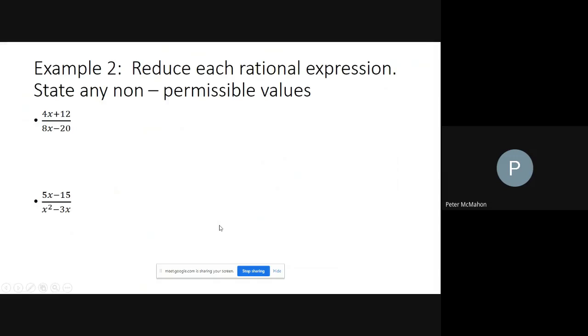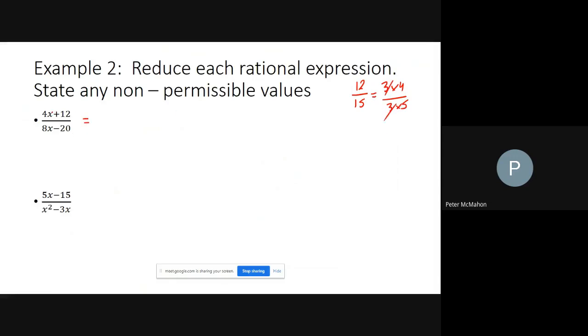Okay, so example 2: reduce each rational expression, and state any non-permissible values. You're going to see lots of questions in this section similar to this. Like we did in that example, 12 over 15, where we factor it to 3 times 4 and 3 times 5, and then cancel those out, we're going to do the same thing.